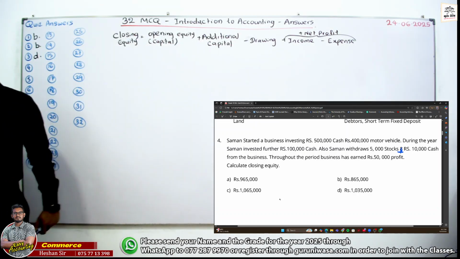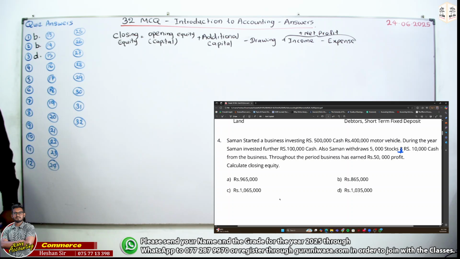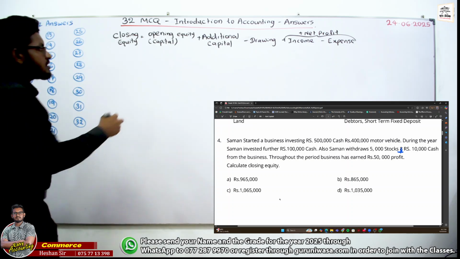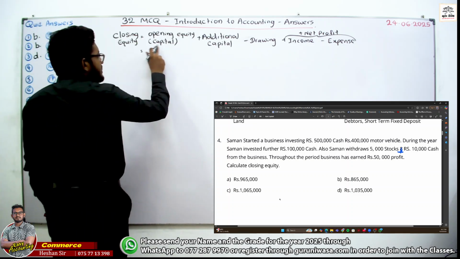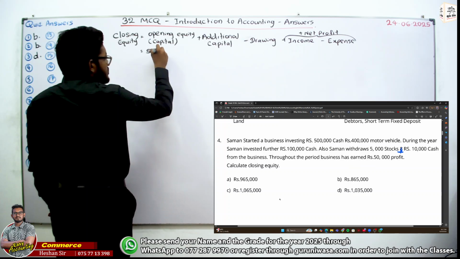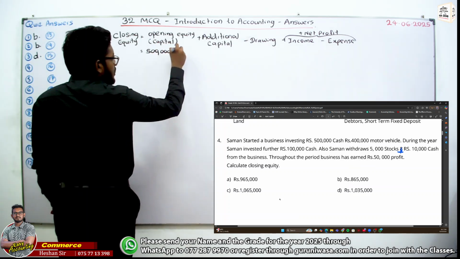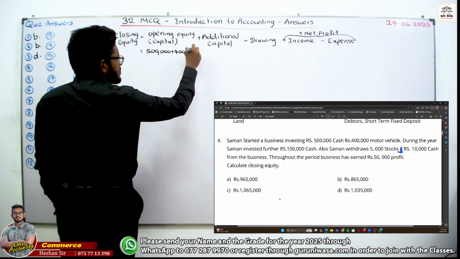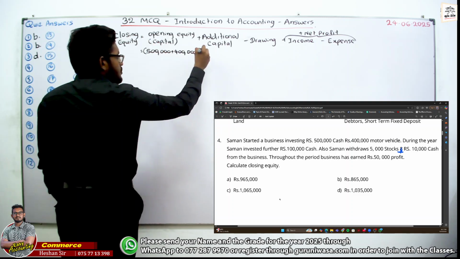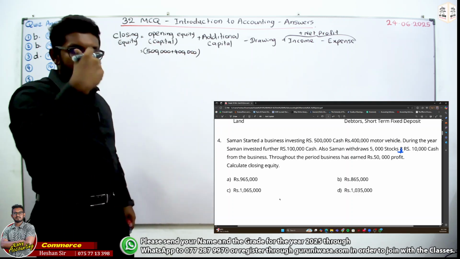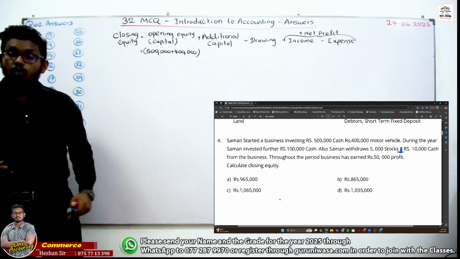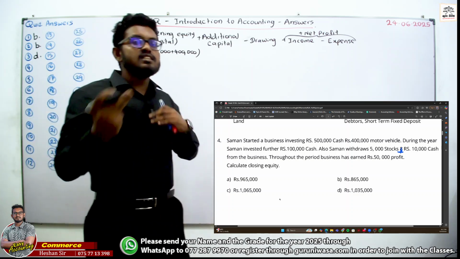Someone started a business investing 500,000 cash, 400,000 motor vehicle. Initial investment 500,000 plus 400,000, that is the capital, owner's beginning equity. Things the owner invested in the business at the beginning, that is the term called capital. Last year's equity is this year's capital.